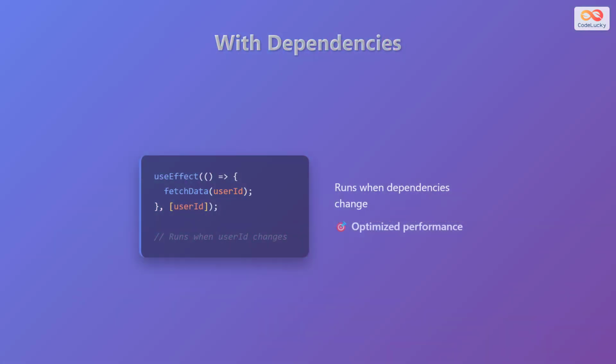When you include variables in the dependency array, the effect function runs whenever any of those variables change. This allows you to optimize performance by only running the effect when necessary. For example, here the effect runs when the user ID changes. This approach provides optimized performance.